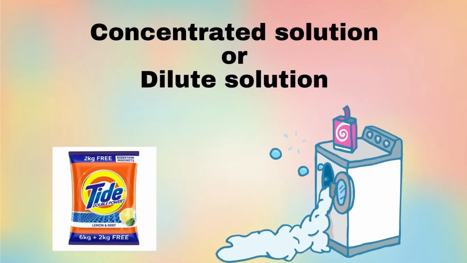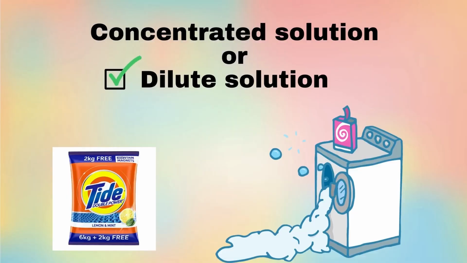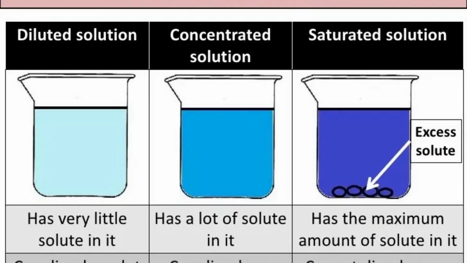Detergent powder, concentrated solution, or dilute solution? Correct, dilute solution. Observe the difference of these three solutions. Diluted solution has very little solute in it. Concentrated solution has a lot of solute in it. Saturated solution has the maximum amount of solute in it with excess solute. You will notice also their difference in terms of color. Dilute solution has the lightest color and saturated solution has the darkest color with excess solute at the bottom.